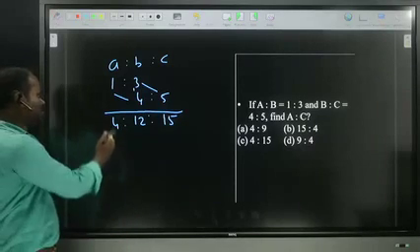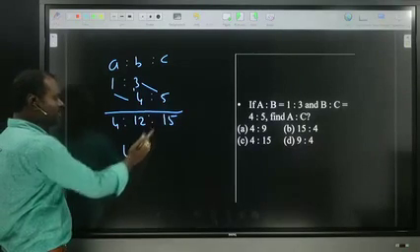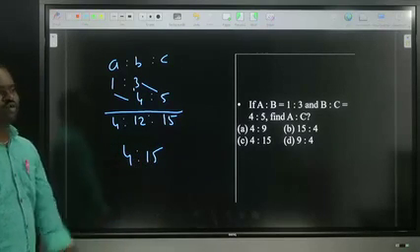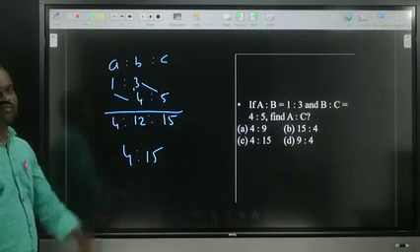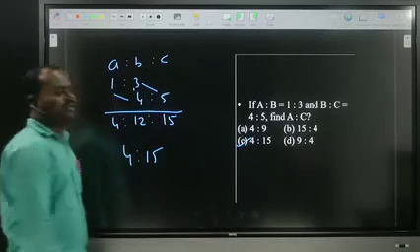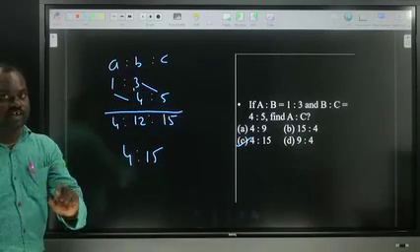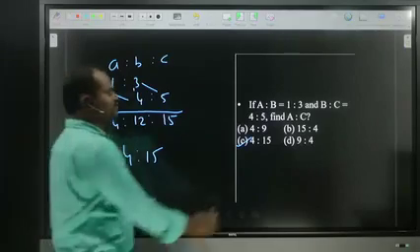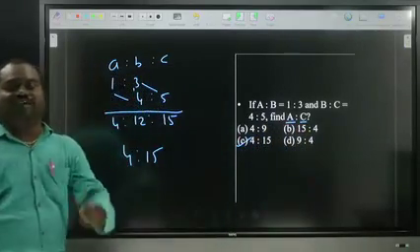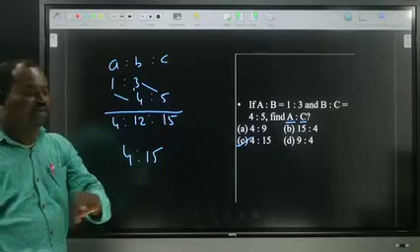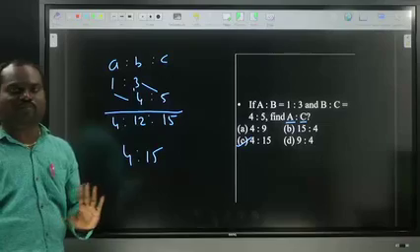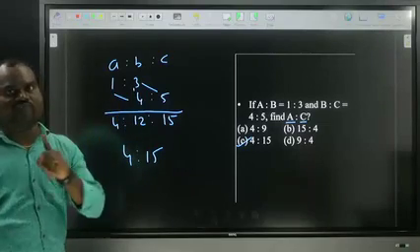So what is the A term? 4. What is the C term? 15. So 4 is to 15. Any cancellation? No more cancellation. So 4 is to 15, Option C. Whenever we require A and C, nothing but first and last ratio, by doing this way we can get the answer. That is one kind of approach.